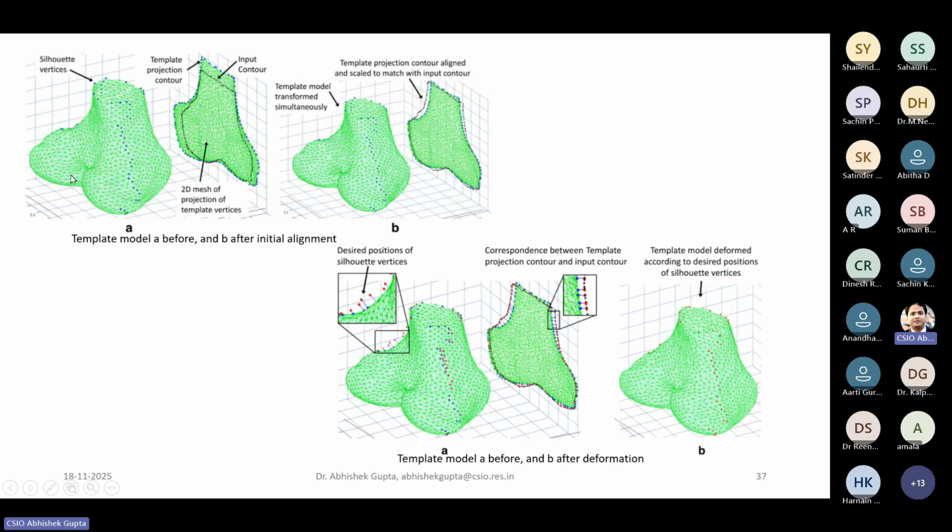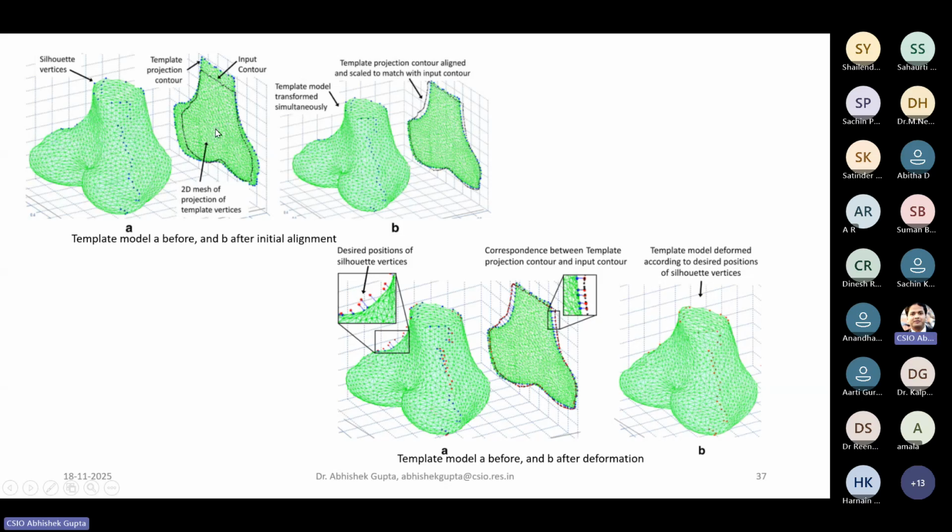If you see over here, this is a projected view, or projected X-ray. See these blue dots, this blue line. These are the template projection contours. This is a template, and these are the contours. If we project those contours onto the plane, the projected contours in blue look like this, but the actual input contours are in black, right?